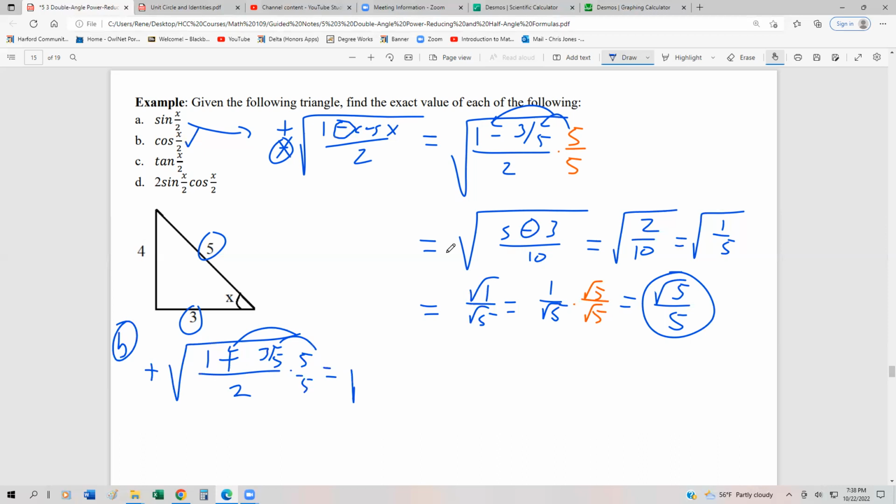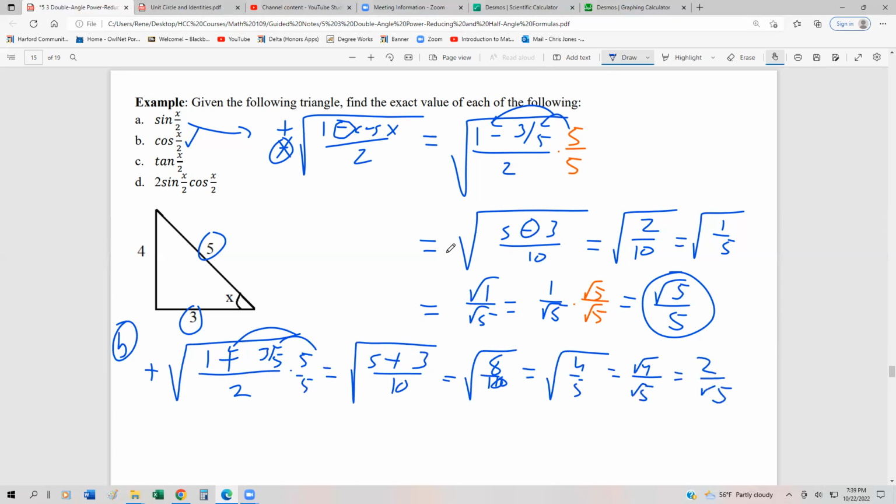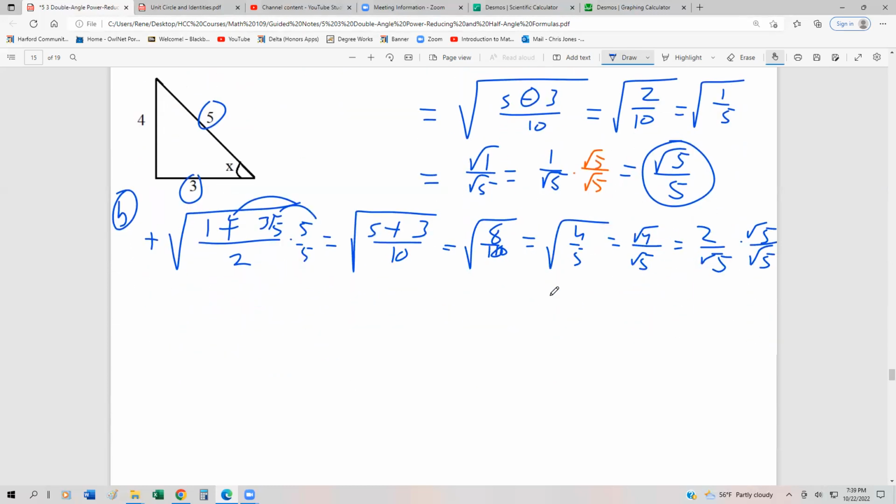Okay, so that's going to be the square root of 5 plus 3, divided by 10, which is going to be the square root of 8/10, or the square root of 4/5, or the square root of 4 over the square root of 5, or 2 over root 5. And then if we multiply by root 5 over root 5, that's going to give us 2 roots of 5 over 5.